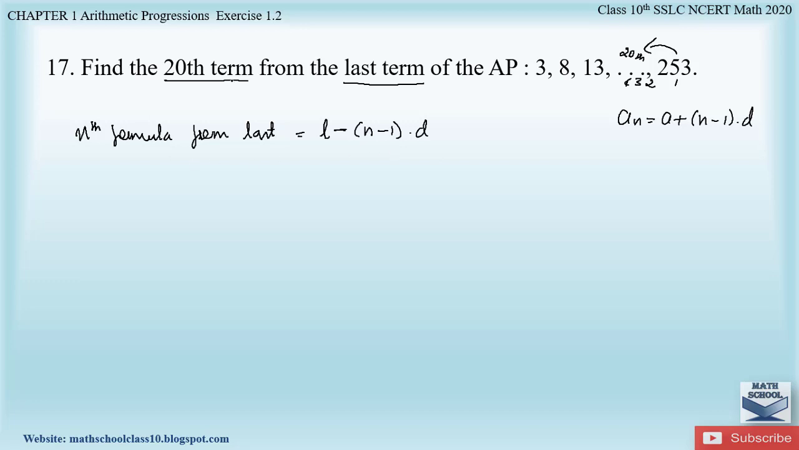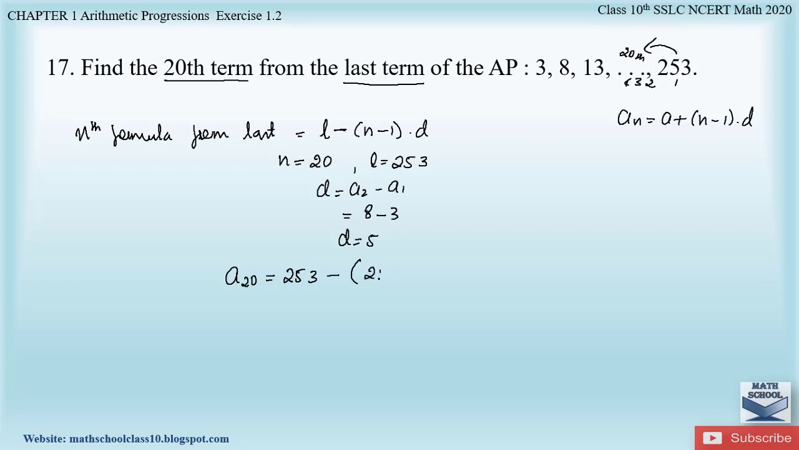Since we have to find the 20th term, the n value will be equal to 20, the last term is given here as 253, and the d value will be a2 minus a1, that is the second term minus the first term, 8 minus 3, so d is equal to 5. Let us substitute in this formula and find out the 20th term from the last. The 20th term from the last is given by L minus, that is 253 minus n, which is 20, minus 1, into d value 5. So a20 is given by 253 minus 19 into 5.